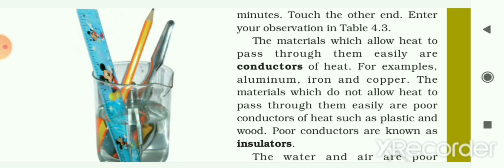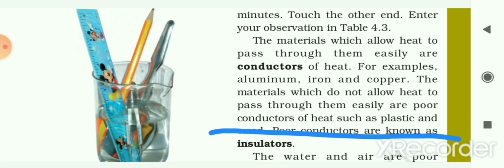We can see that in the wooden object and in the plastic object, the heat is not transferring, or the transfer of heat is in lower amount. So the materials which allow heat to pass through them easily are called conductors of heat. As we had seen, for example, aluminium, iron and copper. These are the materials which allow the heat to pass through them easily, so these kinds of metals are known as conductors of heat.